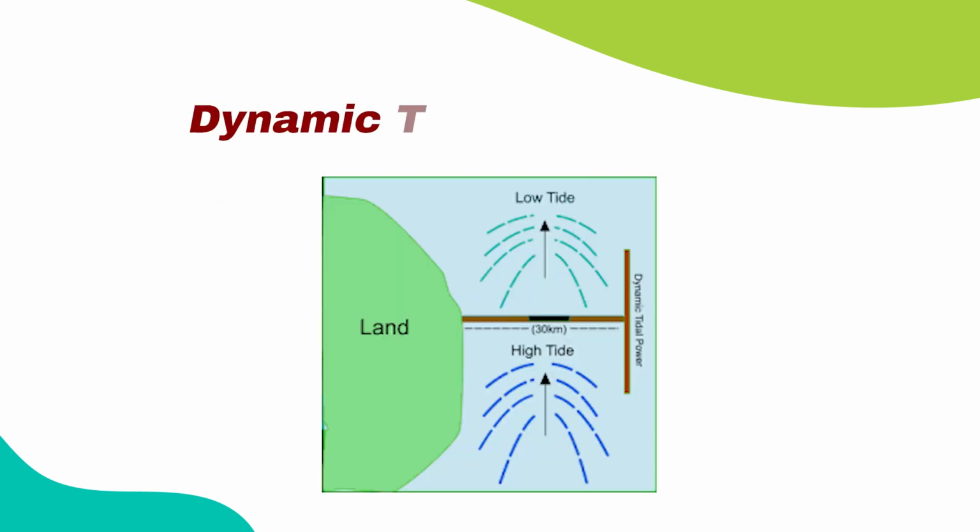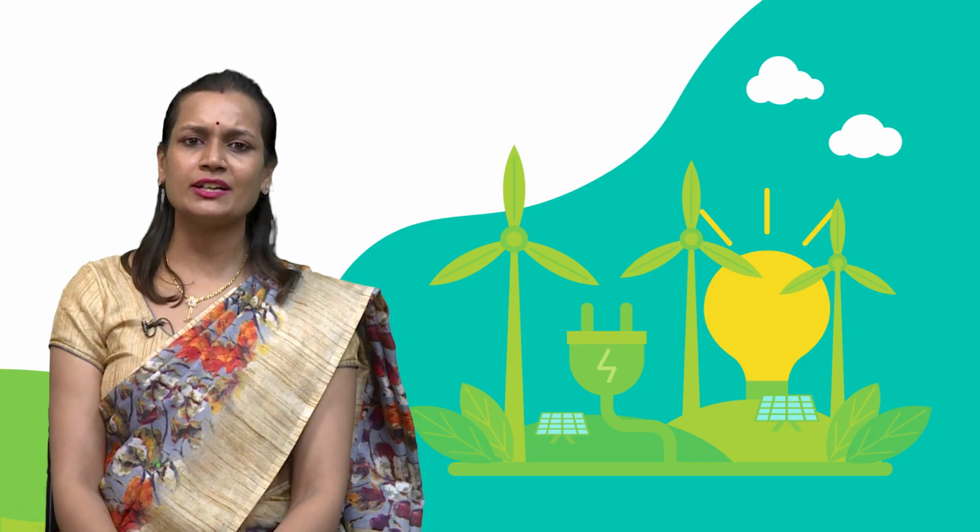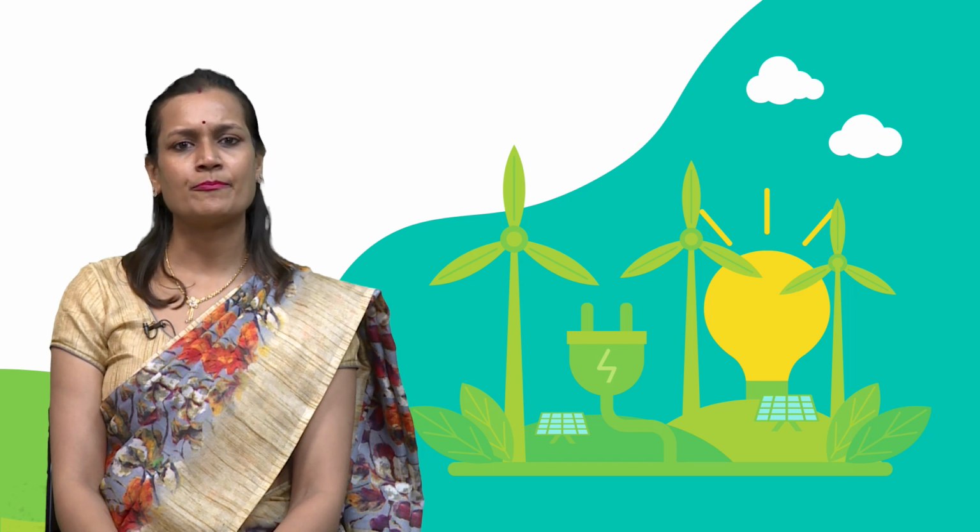Third, dynamic tidal power. Dynamic tidal power is an emerging concept that aims to capture energy from the movement of water between two adjacent bodies of water with different tidal levels, such as a sea and an estuary. It involves the construction of a barrier or dam to create a height difference for energy generation.